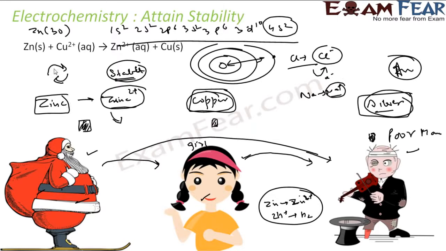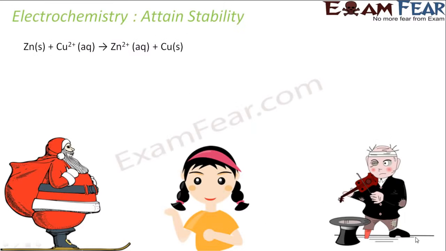For example, in this case, I have zinc and copper sulfate. Zinc has more tendency to give electrons. Zinc will become Zn2+, and Cu2+ will become copper. So since zinc has more tendency to give electrons, if you react zinc with Cu2+, where Cu2+ can be my copper sulfate solution, it will become Zn2+, zinc sulfate solution, since zinc has more tendency to give electrons and become Zn2+.